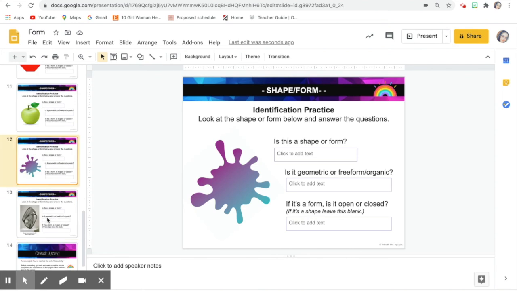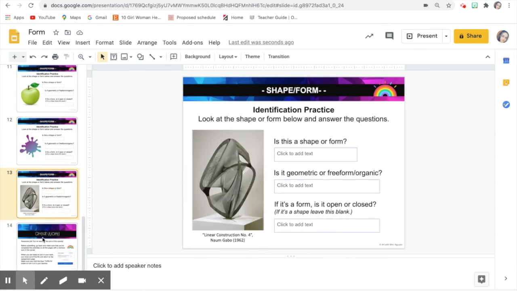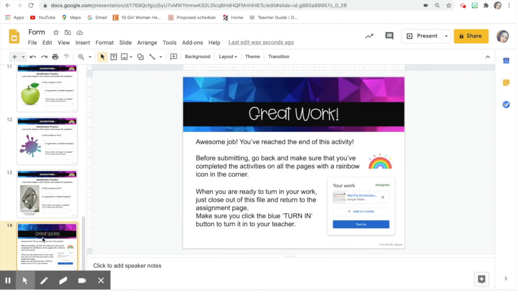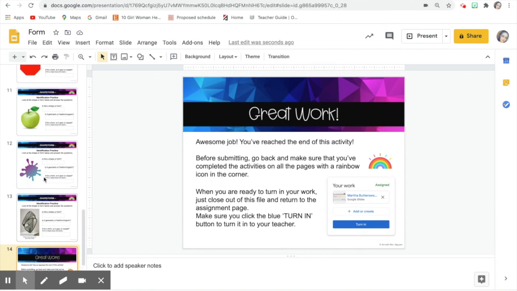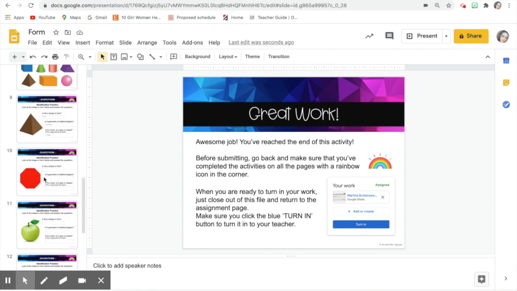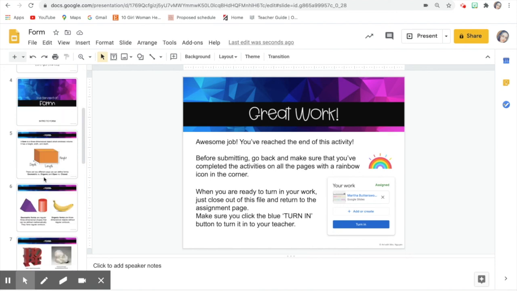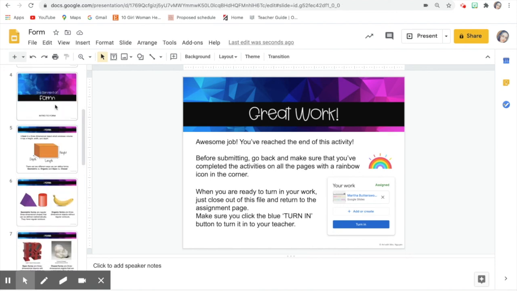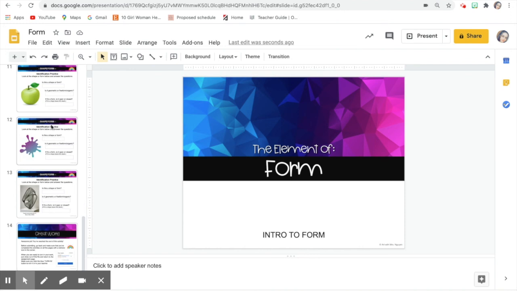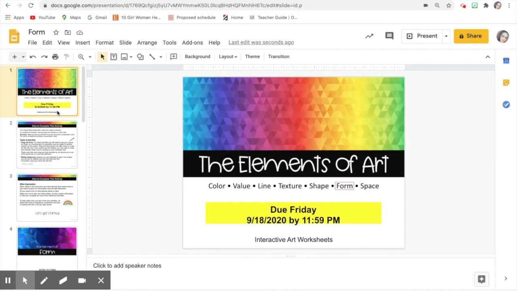Remember, this is practice. So we're going to do our very best. And when you're all ready and set to go, then you're going to go ahead and, like always, close your window and turn in your activity. Make sure that you turn it in by the end of the week, which is, again, this very special day, Friday, September 18th, 2020, by 11:59 p.m.